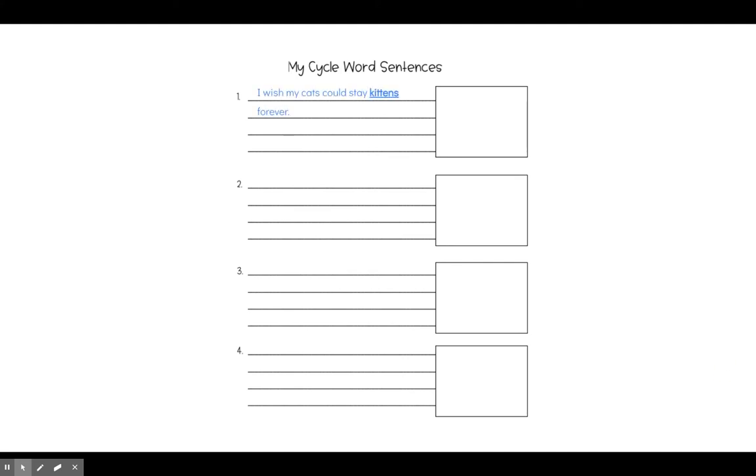So my first word is the word kitten. My sentence says, I wish my cats could stay kittens forever. And then in the little box, I drew my picture of a kitten. Number 2, the word is throne. My sentence says, you sit on a throne of lies. You're not Santa. And since this is a quote from the movie Elf, I drew a picture of Elf in the box.